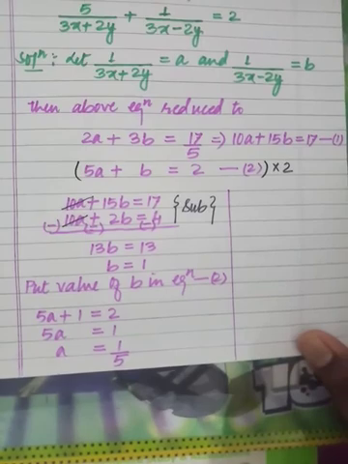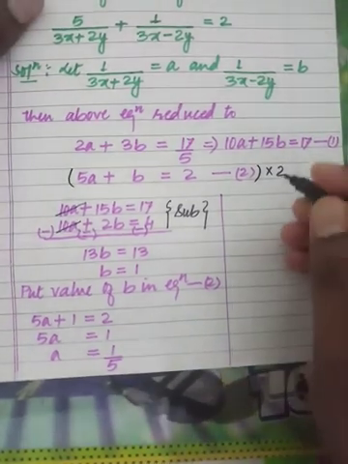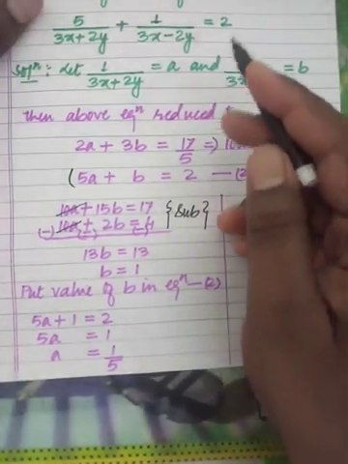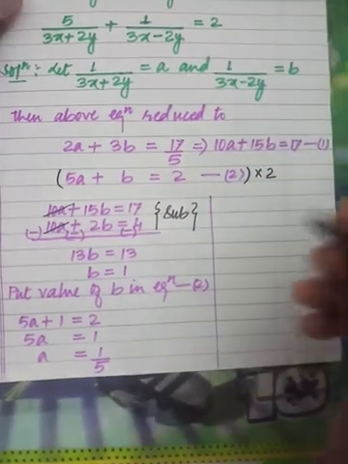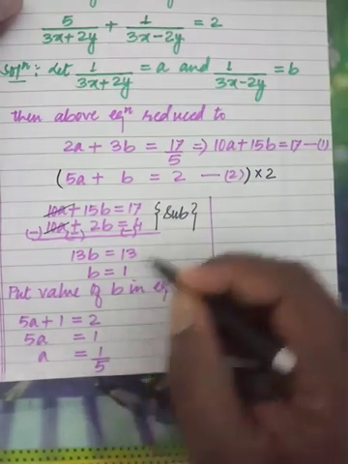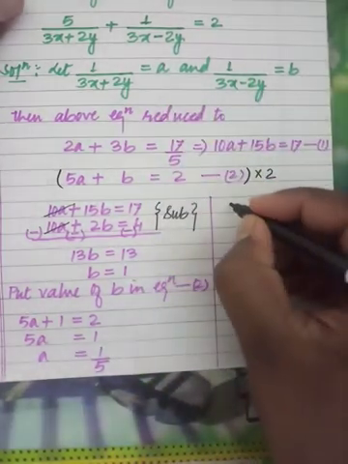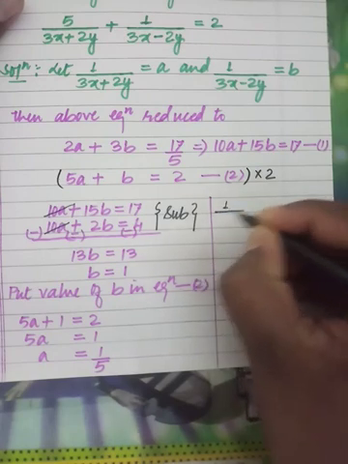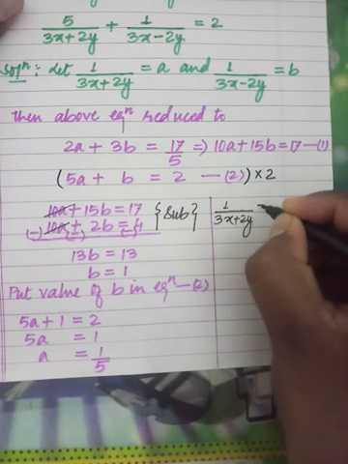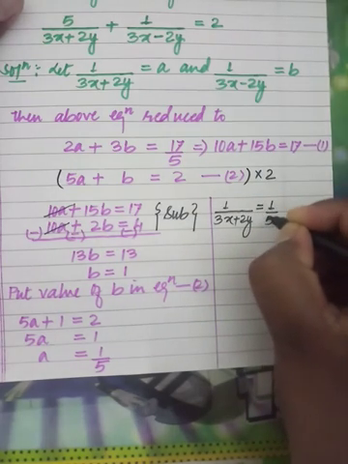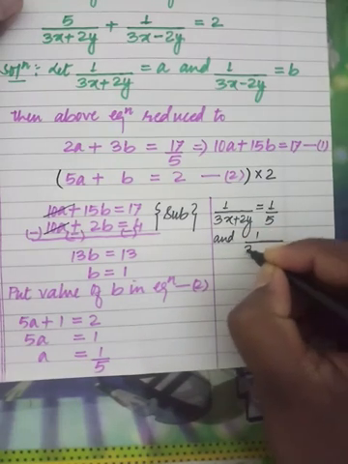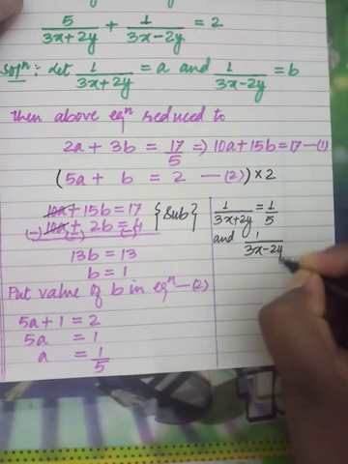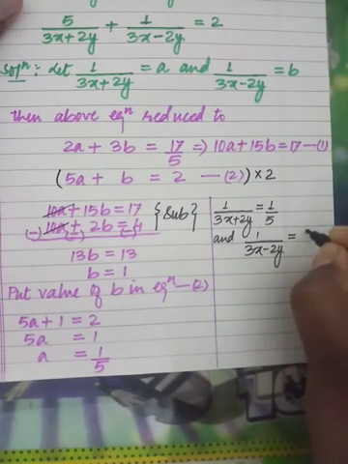But what do we have to calculate? We have to calculate the value of x and y, since the original equations contain these variables only. So now we will substitute these two values in the supposition. We will write 1 upon 3x plus 2y, we have supposed it as a. So a is what? 1 by 5. Fine. And 1 upon 3x minus 2y is what? We have assumed this as b. So b is what? 1.